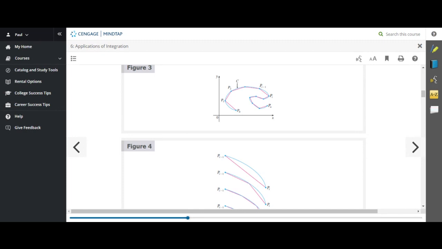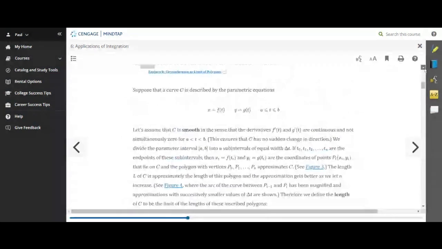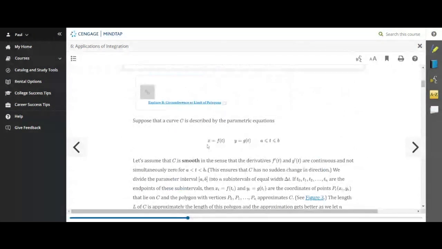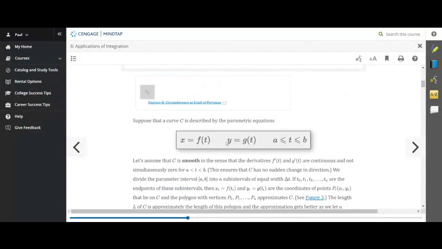But we have to come up with a formula here for arc length. So here's what we're going to do. Let's suppose that a curve C in 2-dimensional space in the xy plane can be described by parametric equations where x equals f of t and y equals g of t, and t goes from A to B.